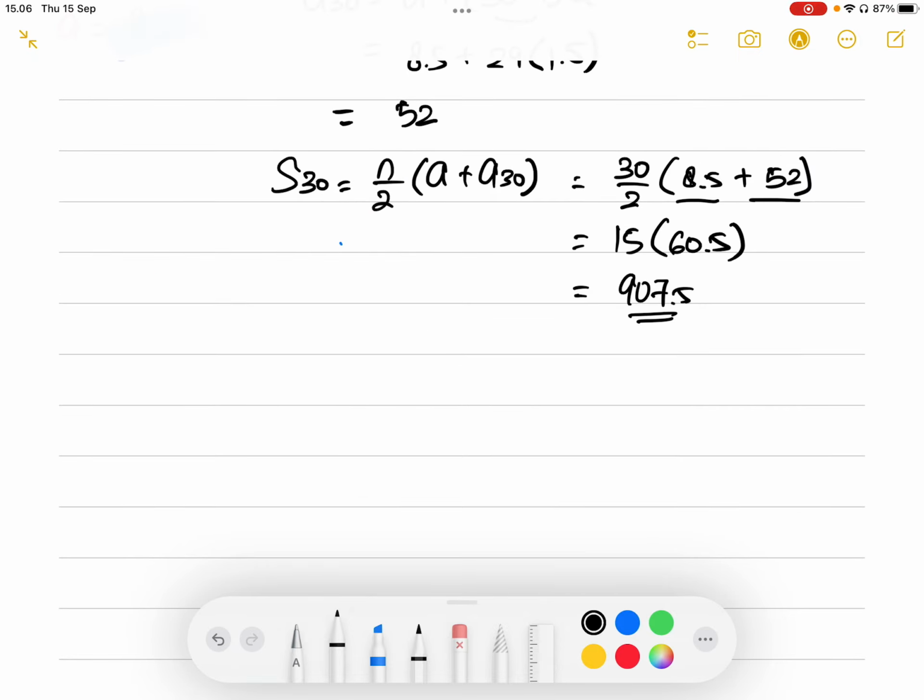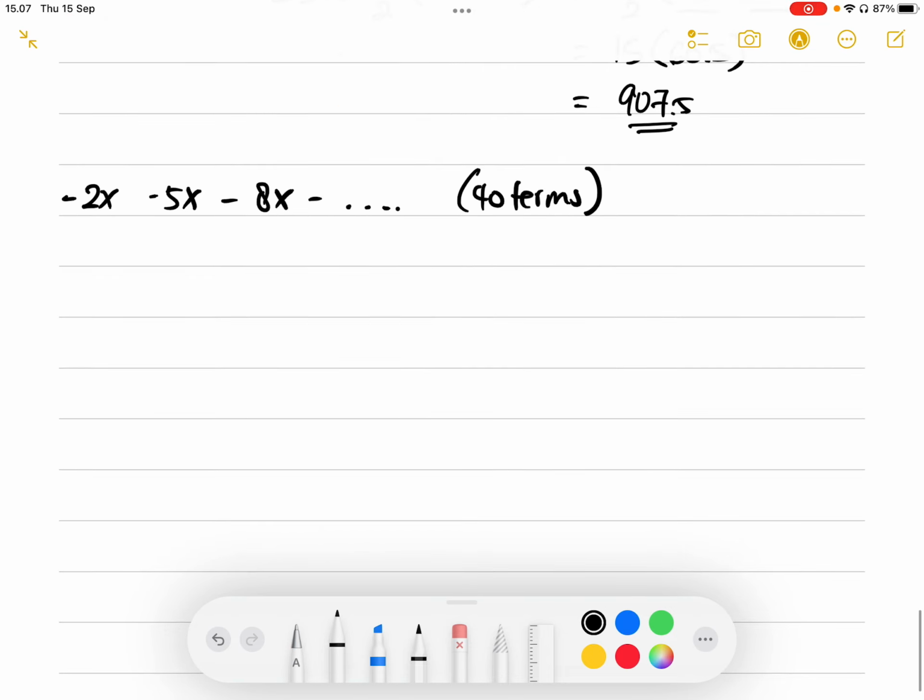Okay, how about if we find something like this: negative 2x, minus 5x, minus 8x, and so on, and there are 40 terms of them. Okay, so first, let's figure it out. This one keeps reducing. So we know that the difference is, from here to here, you minus negative 3x. So the difference is negative 3x. We know the difference is negative 3x, and then the first term is negative 2x.